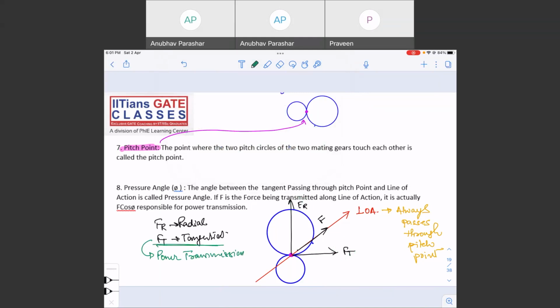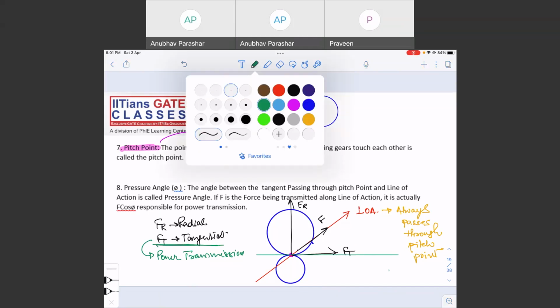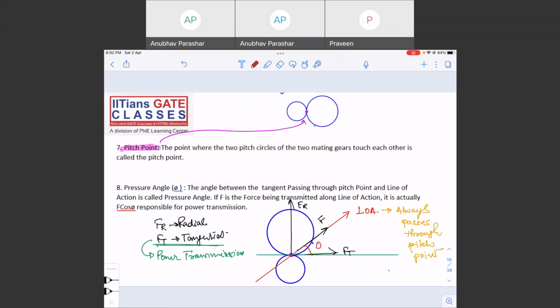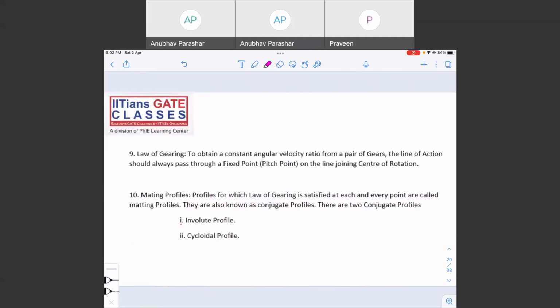So Ft is also a tangent. If you draw the tangent, the angle formed between the line of action, or you can say F, and Ft is nothing else but the pressure angle phi. So can I say Ft is nothing else but F cos phi? Yes, it is actually F cos phi which is responsible for power transmission. Right? So these are some basic terminologies which are associated with the gear.